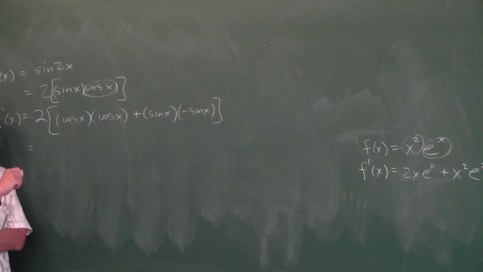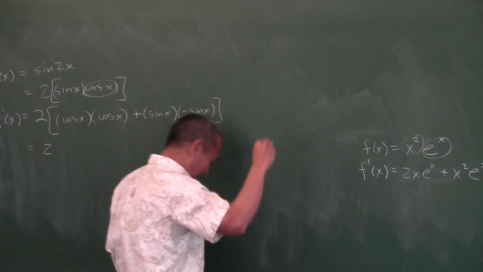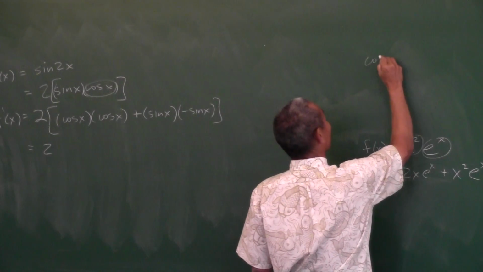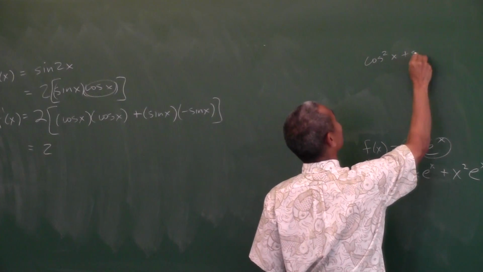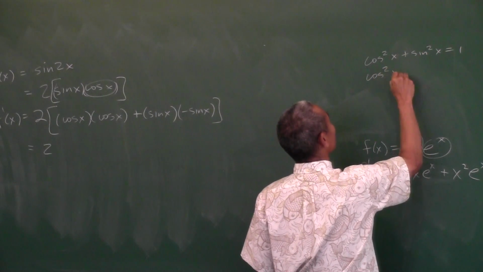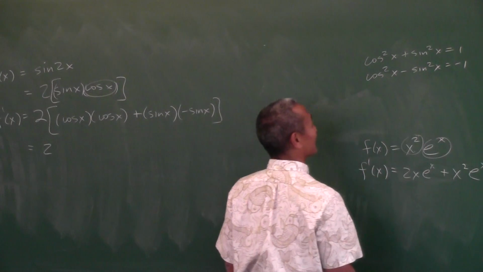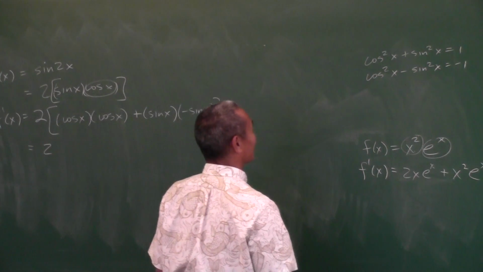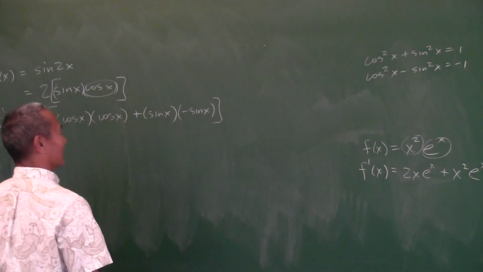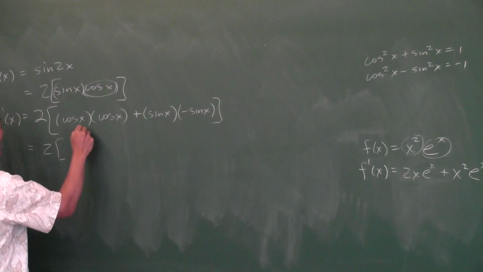Oh, no. Wait. This is so funny. We got it on video. Cosine squared x plus sine squared x equals 1. So therefore, by Morris's reasoning, cosine squared x minus sine squared x is negative 1. That's just funny.